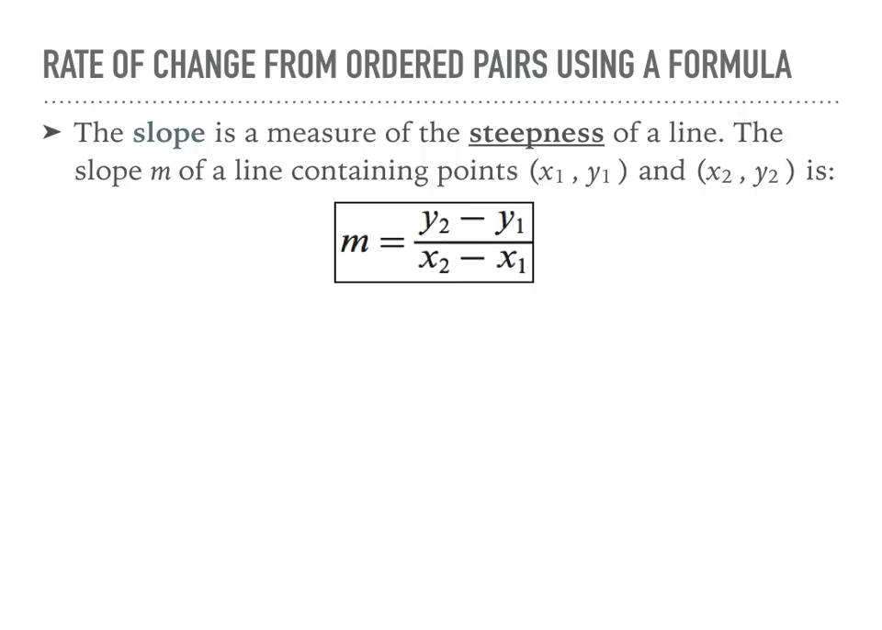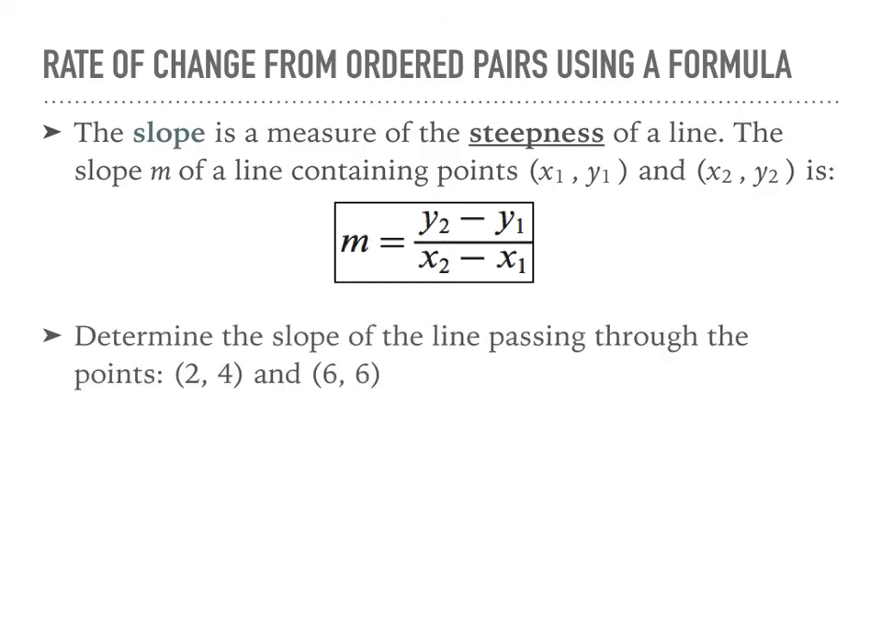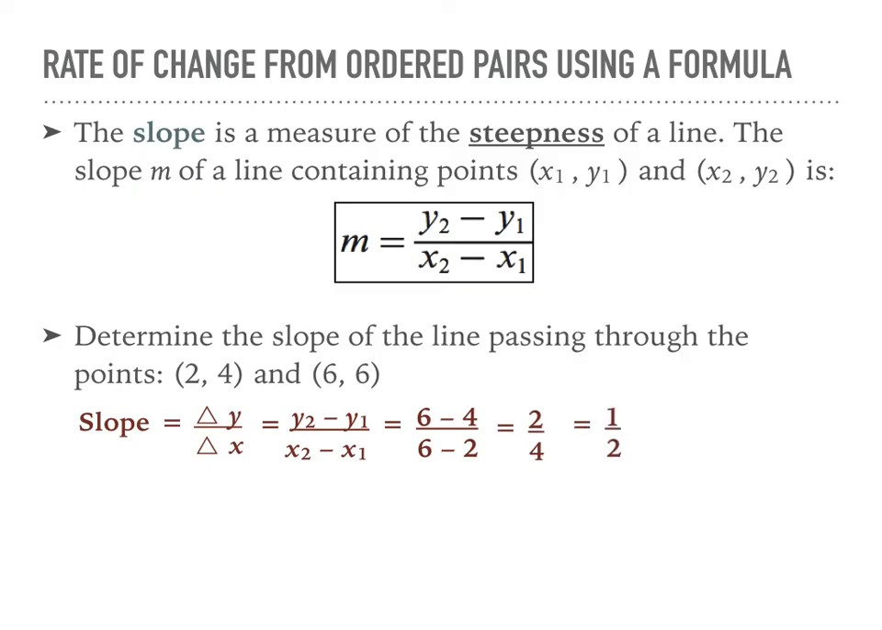So to determine the slope of a line passing through these 2 points, we're going to use the formula y2 minus y1 over x2 minus x1. And we will subtract our y values and our x values, and we'll simplify the fraction. The slope of the line passing through those 2 points is 1/2.